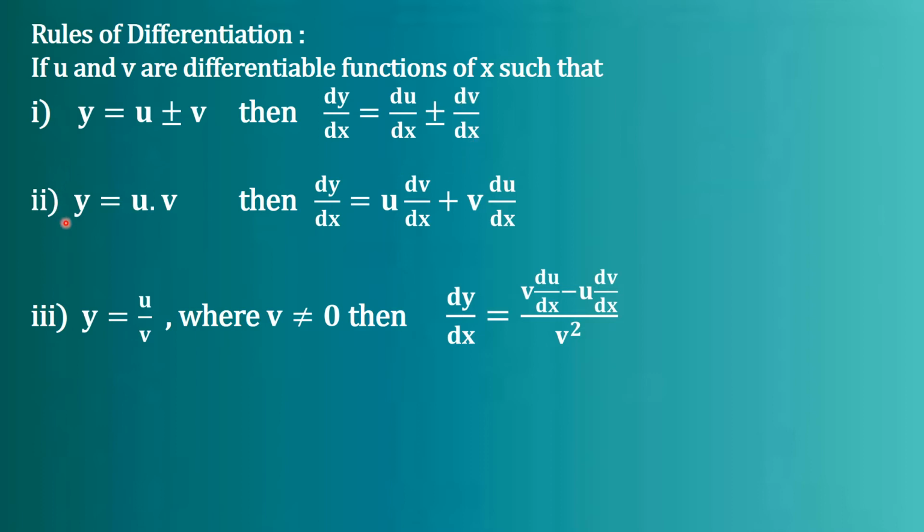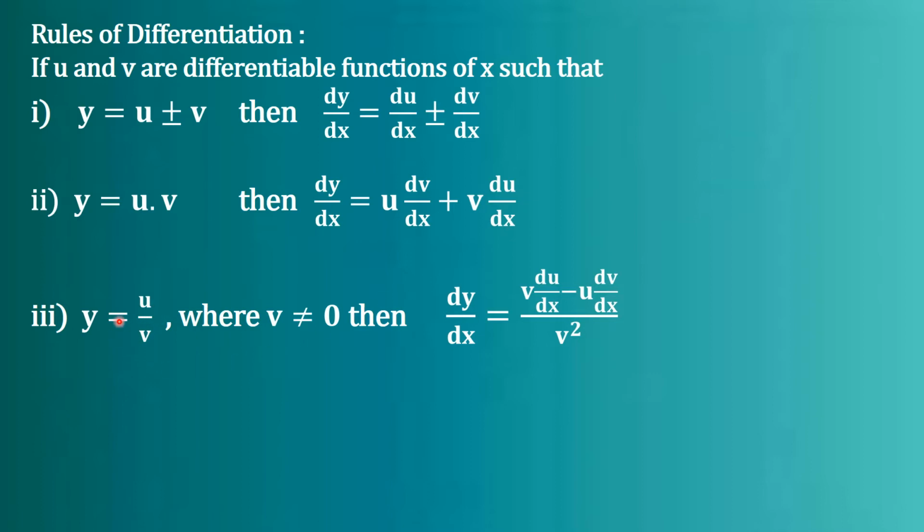Now the second one: if y is the product of u and v, that is, u and v are multiplied to get the function y, then dy by dx is equal to u into the derivative of v with respect to x plus v into the derivative of u with respect to x. That is, u into dv by dx, first function into derivative of second, plus v into du by dx, second function into derivative of first function. Now the third one is the quotient form.